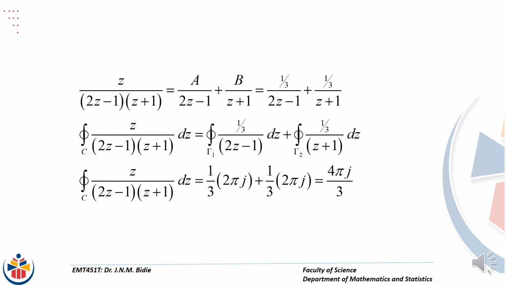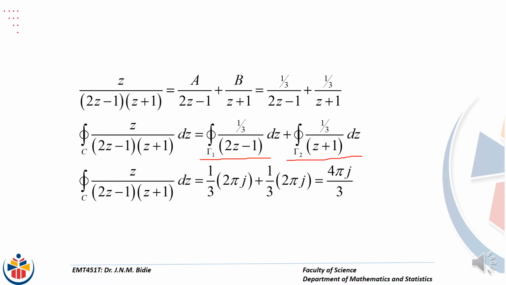Note that the first thing I did was to use partial fractions so that I can be able to use Cauchy's theorem. Please verify that you will get A equal to 1 over 3 and B equal to 1 over 3 as well. And then immediately I get the partial fractions, I rewrite my contour integral as the sum of those two contour integrals. Instead of C, I write gamma 1 and gamma 2.